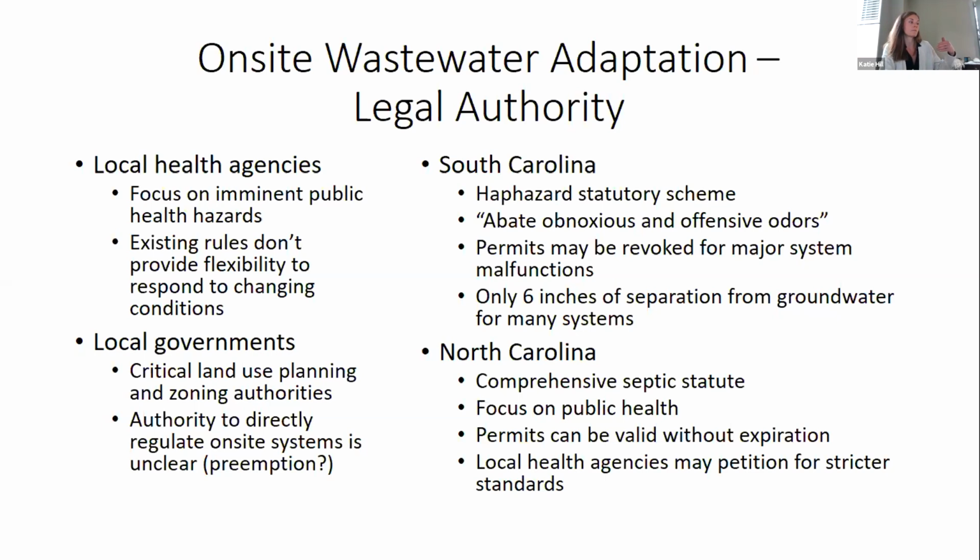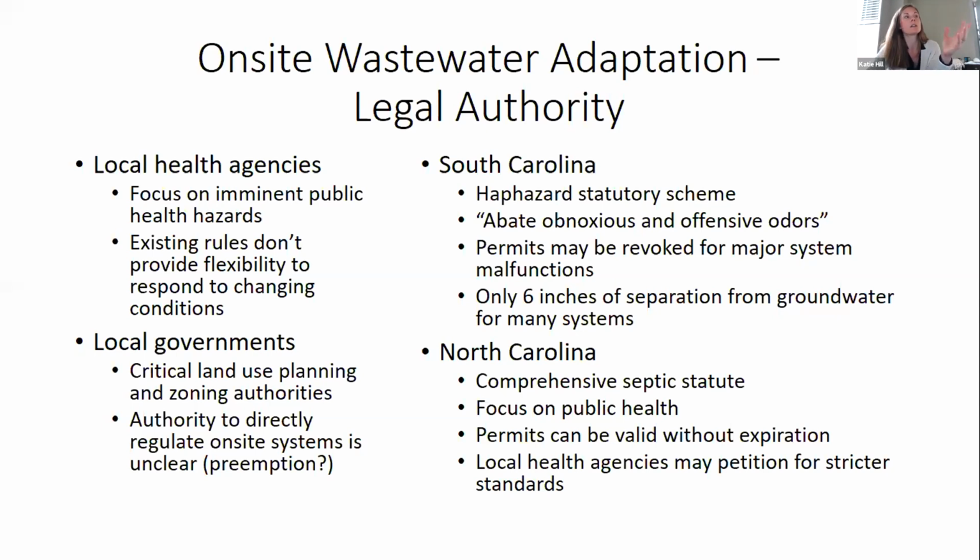So the things that would help us adapt to climate change and otherwise confront it just have not been worked into these policies, and they haven't been included over the years. And so the major issue that we have, I think the most pressing first line issue that we have for on-site wastewater adaptation is this question of legal authority. And I'll quickly go over what the issue is here.